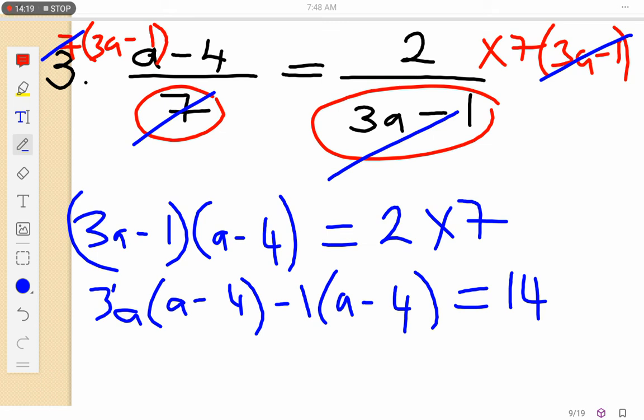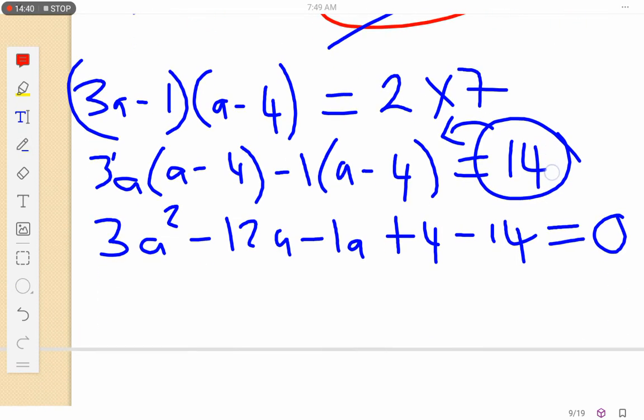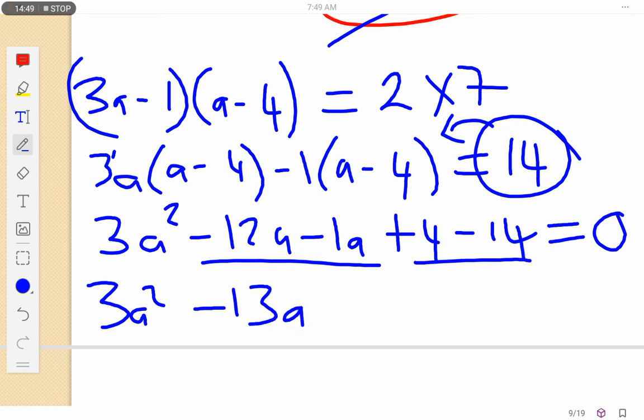Simplifying, I'll get 3a squared here minus 12a minus 1a and plus 4 there. I can even take this one, this side, and it becomes minus 14 and we will remain with a 0 on the right side there. Let's do that. So I can now have 3a squared. These ones I can add and these ones I can also add. So I'll have minus 13a here, then minus 10 there is equal to 0.